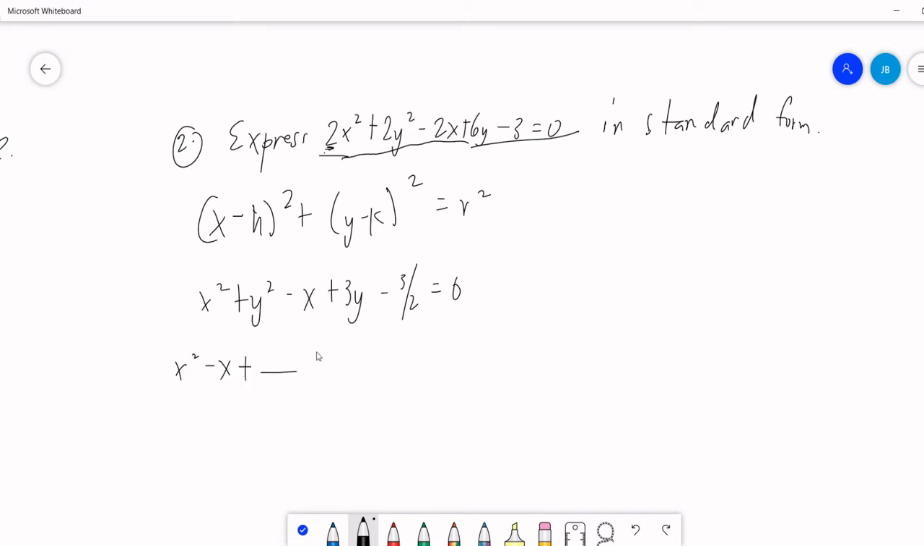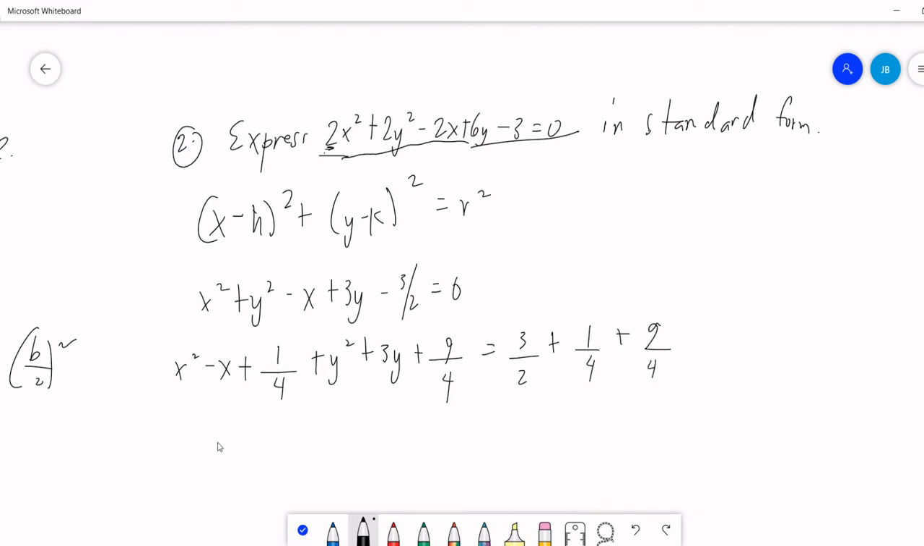Completing the square: x squared minus x plus blank, plus y squared plus 3y plus blank is equal to 3 halves. Transpose the 3 halves, then whatever you add on the left, you also add on the right side. To get this term, we use b over 2 squared, in which b is 1. So 1 divided by 2 is 1 half, squared is 1/4. Then here, 3 divided by 2 is 3 halves, squared is 9 over 4. So you're going to add 1/4 and 9 over 4 on the right side as well.